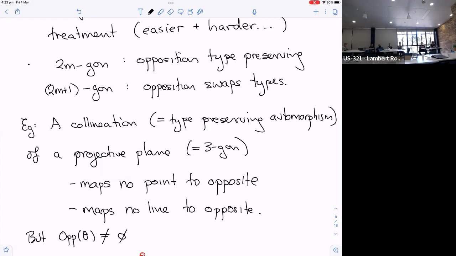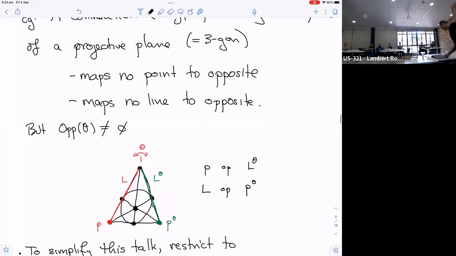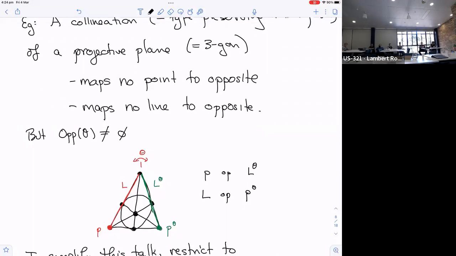But it's okay. Opposition is not empty. It only maps chambers to opposites, but not points or lines. It's a little bit confusing. So there's the projective plane, and there's the theta, just that reflection. That maps points to points and lines to lines. It maps this point to this point. But the point is this red chamber, an incident point-line pair, is mapped to this one because P is opposite L theta and L is opposite P theta. So the chamber is mapped to an opposite, but not the sub-simplices of the chamber. That's a bit annoying in the mind, I think, to deal with.